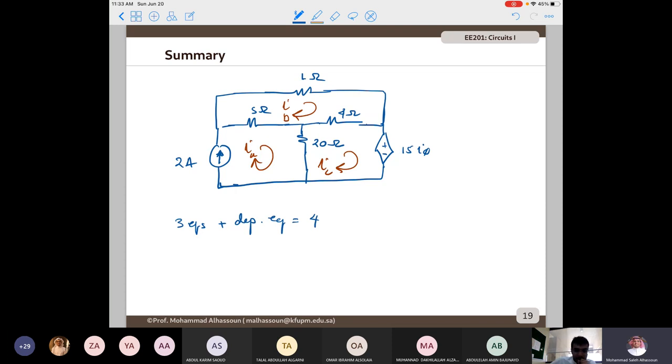Now, remember, what's the mesh current IA? Yes, Ibrahim, go ahead and answer. It is the 2 amperes. Yes. Because I have a current source here, the mesh current is given to me. So the mesh current is 2 amperes. So this reduces the number of equations to 2 equations plus the dependent equation, which makes it 3. Any question here? Is it clear?